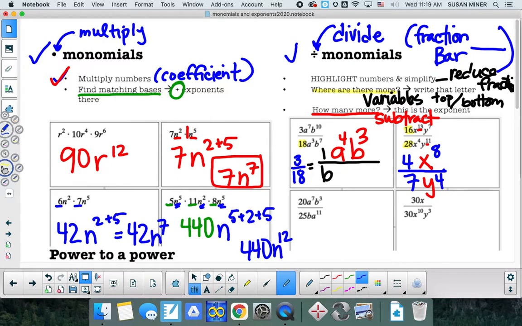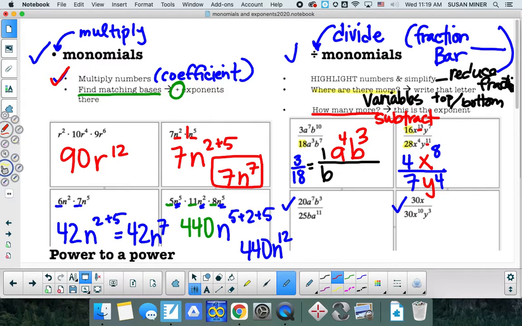So I'm taking my exponents and subtracting. All right, let's try again. Pause the video, see if you can simplify the next two examples. Then come back and check your work.